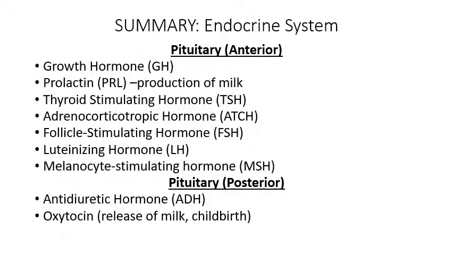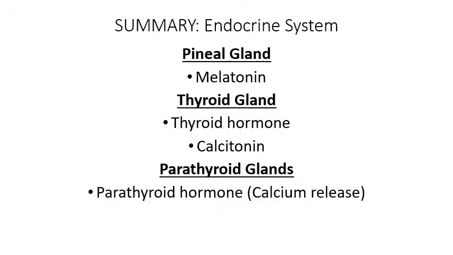By the way, this is just the different lists showing the different hormones and where they're produced. These are the tropic hormones produced by the pituitary gland on the anterior side. And then these are the other hormones that are produced by other endocrine glands.